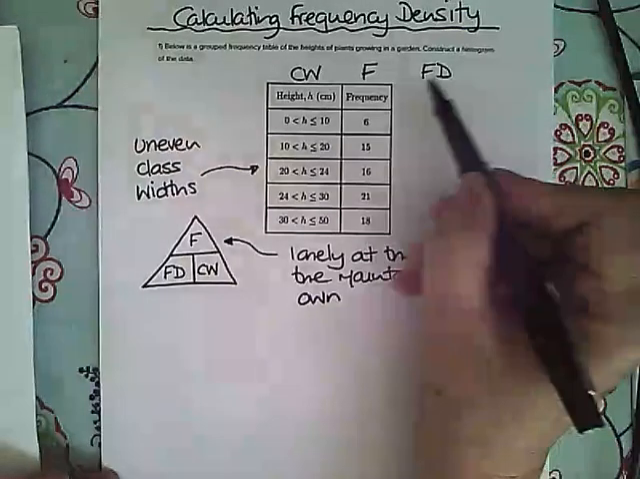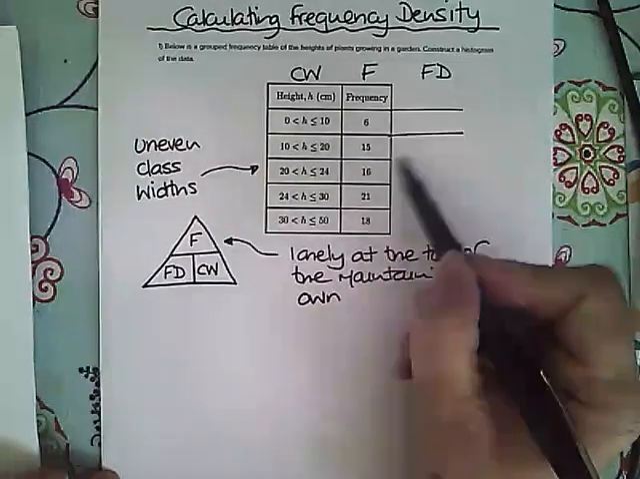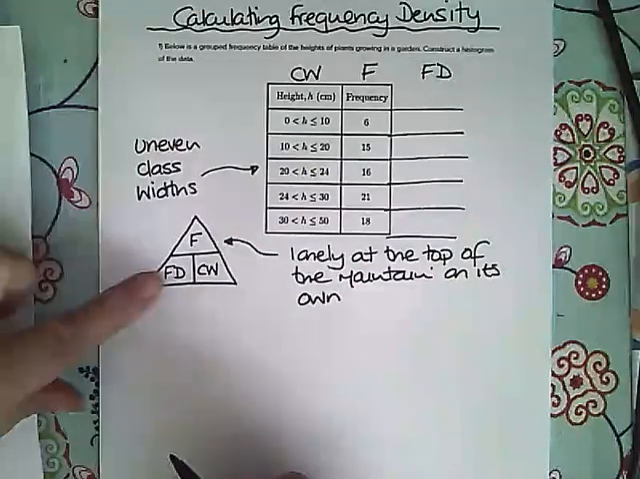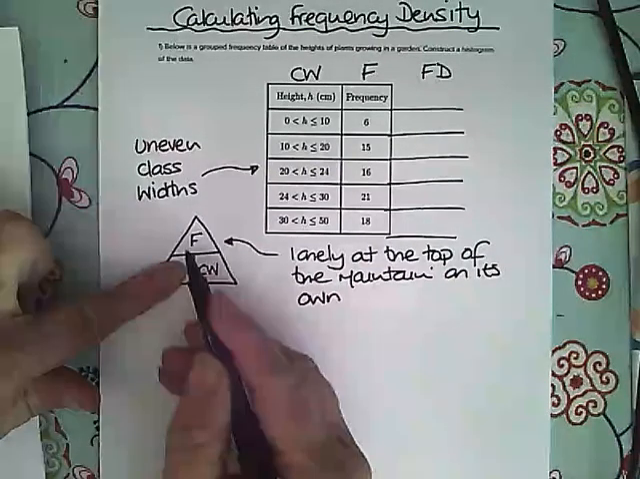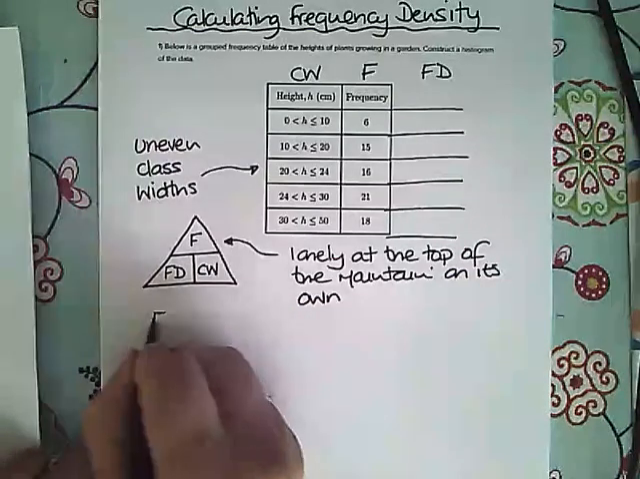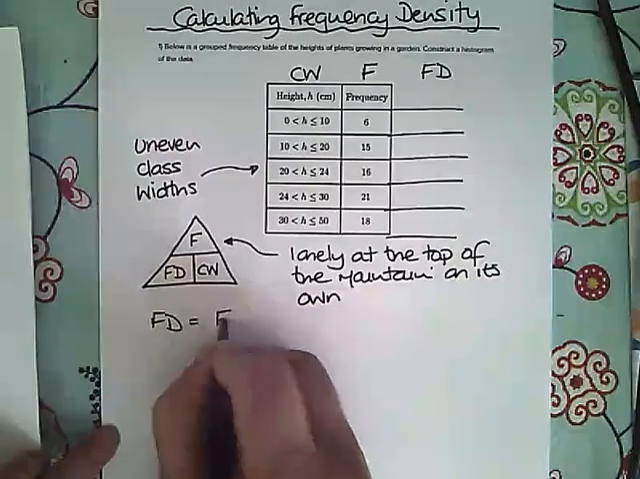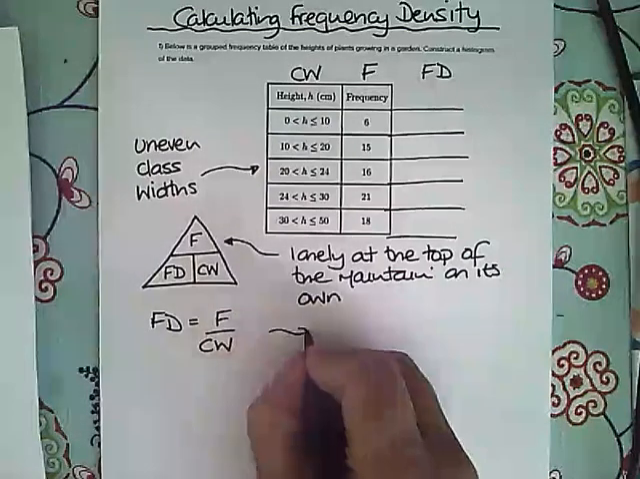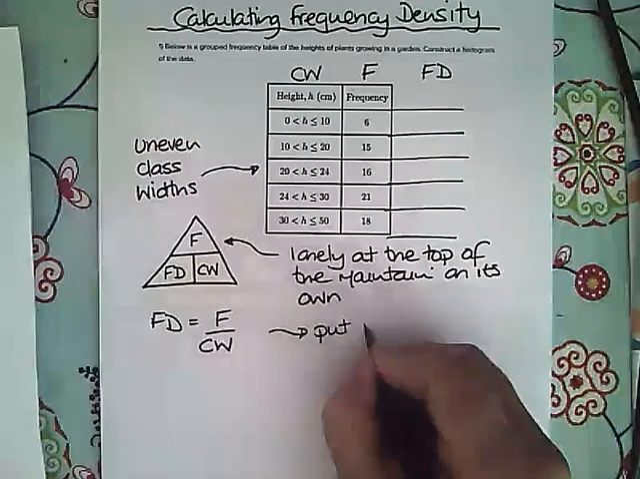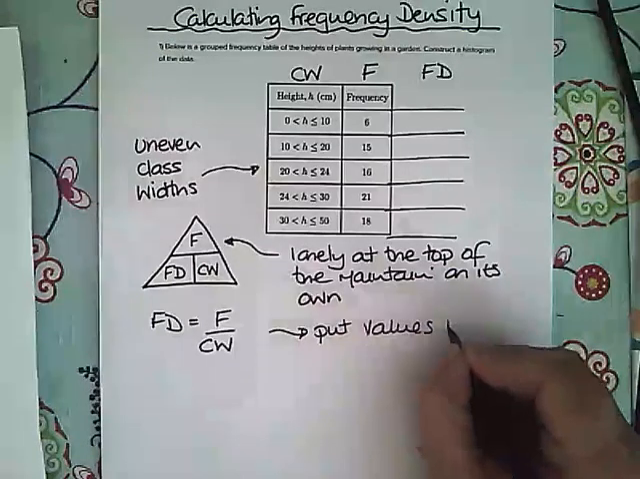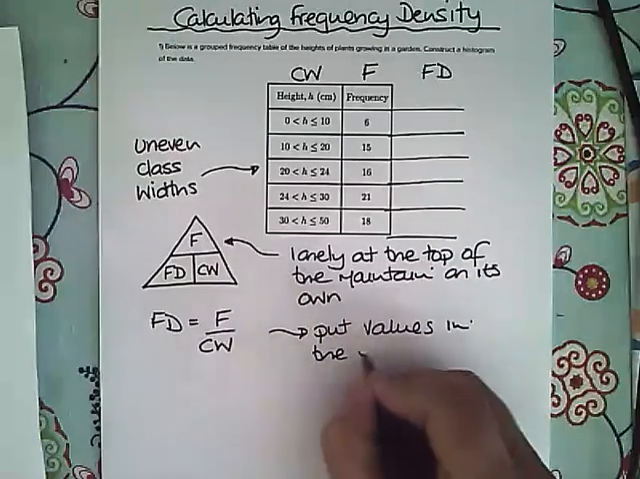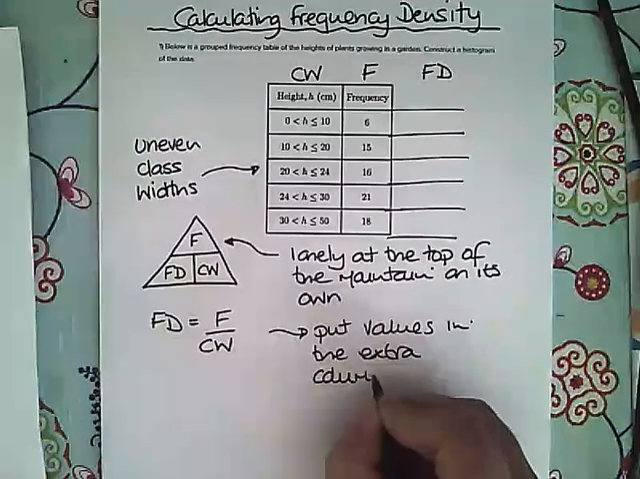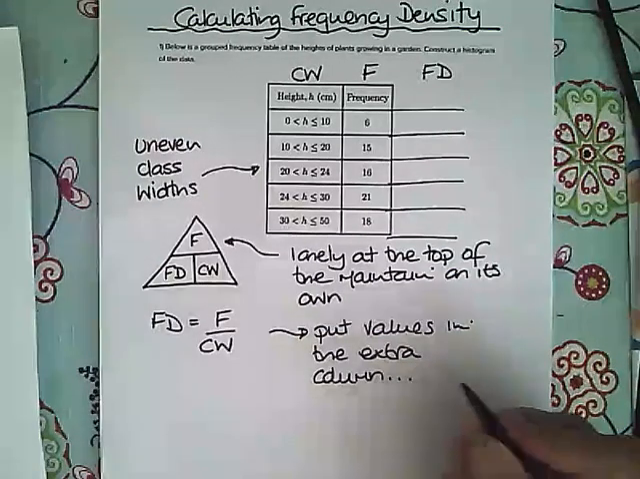So we're going to fill in the frequency density by doing the calculation. We want the frequency density, we cover that up, frequency divided by class width. So frequency density is equal to frequency divided by class width. And we're going to put those values in the extra column. And you just do them on your calculator. So I've done these already.